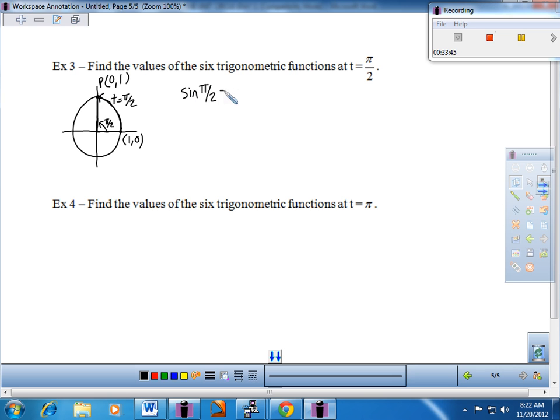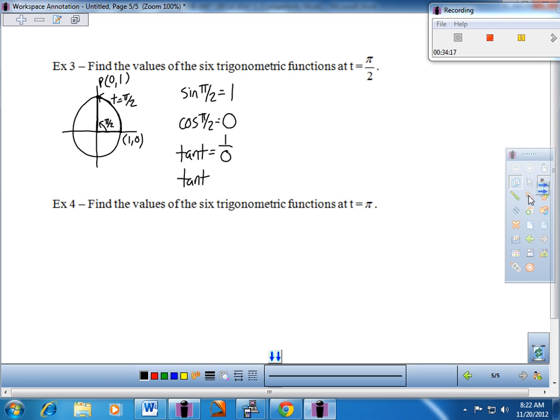So everyone, sine of pi over 2 is just the y-coordinate. So as an input, pi over 2 is the input, 1 is the output. Okay, cosine of pi over 2. Pi over 2 is the input, 0 is the output. The cosine value at pi over 2 is 0. Tangent of pi over 2 is y over x. Well, think about this one. This is going to come up a lot for us as well. Can I do 1 divided by 0? No, absolutely not.